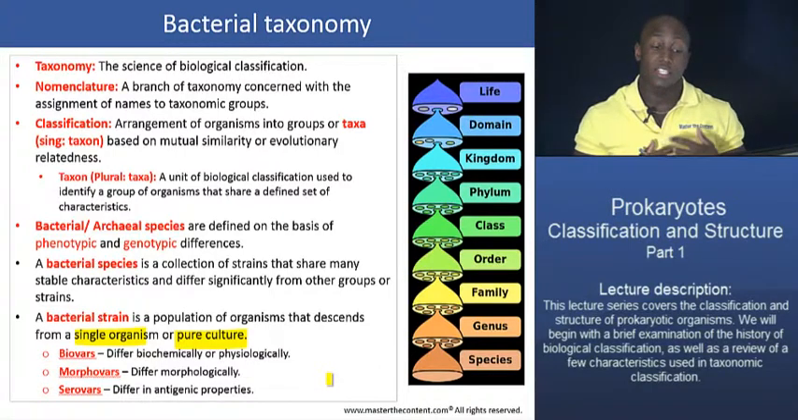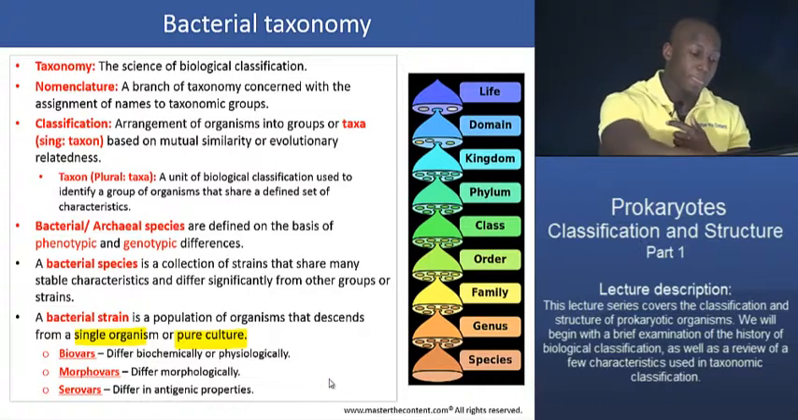When we're talking about a species, we're talking about a group of organisms that share a significant amount of stable characteristics, which defines them and makes them different from other organisms. When we're talking about a strain, we're simply talking about a population of organisms that is descended from a single organism or from a pure culture.